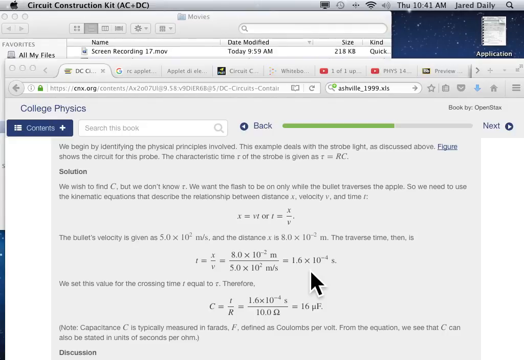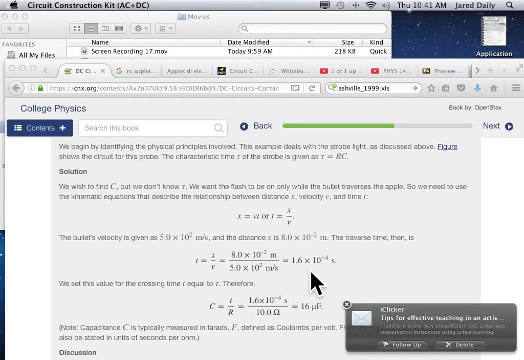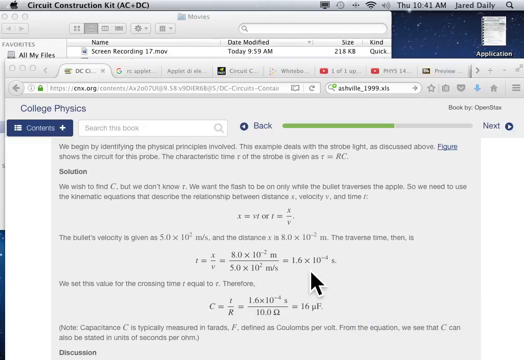Now they've told us the resistance of the circuit. It's 10 ohms. We need to calculate the capacitance from the time. So we rearrange the time constant equation. Time is equal to R times C, so C equals time divided by R. We take 1.6 times 10 to the minus 4 seconds, which is a tenth of a millisecond, and divide by the 10 ohms, and we get 16 microfarads. That's the capacitor you need to make a flash that flashes that quickly.